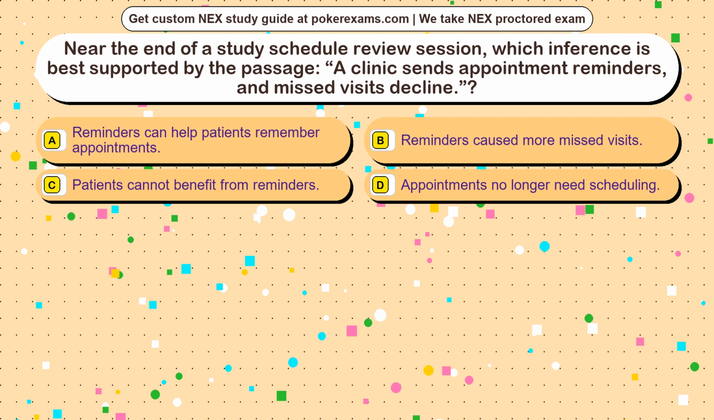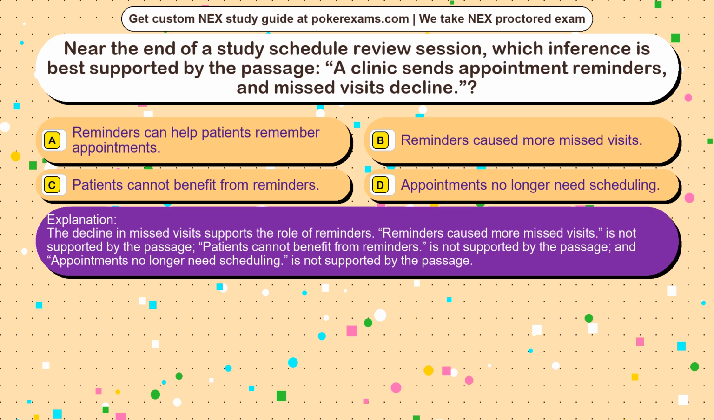The correct answer is option. The decline in missed visits supports the role of reminders. Reminders cause more missed visits is not supported by the passage. Patients cannot benefit from reminders is not supported by the passage. And appointments no longer need scheduling is not supported by the passage.